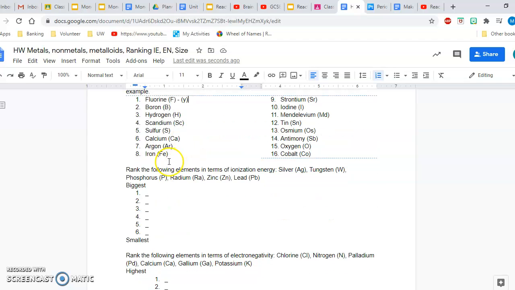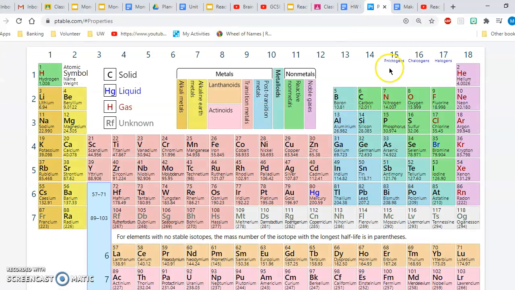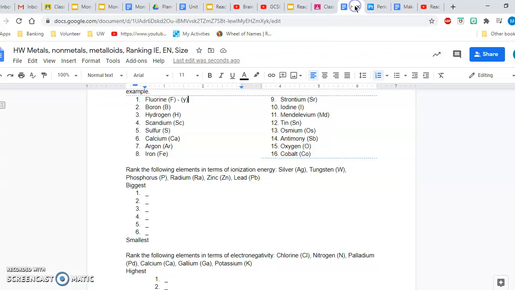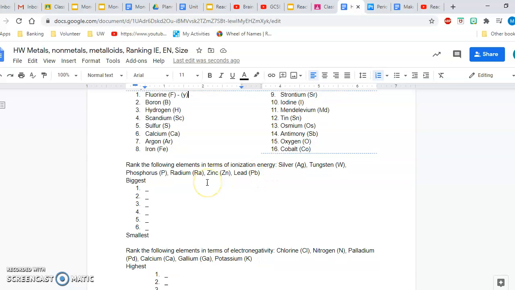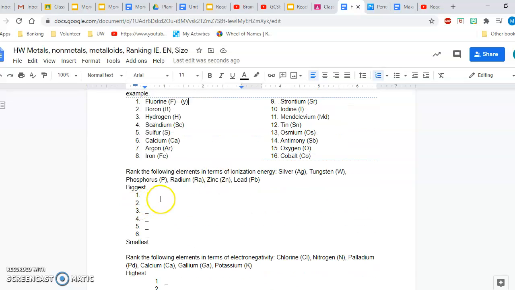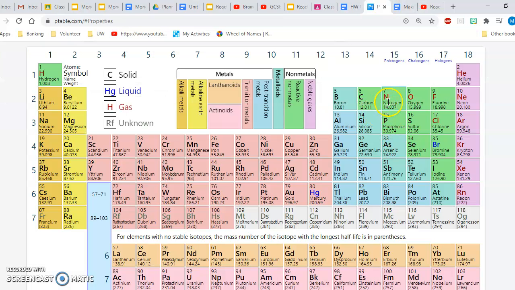The next thing I was hoping you guys could do is, after learning about our reactivity yesterday, rank the following elements in terms of ionization energy. So we learned about our different trends in our periodic table. Again, it might be helpful to look at our periodic table to help find each element and then rank the biggest ionization energy as the first one. So that should be the one most to the top and to the right of the table.